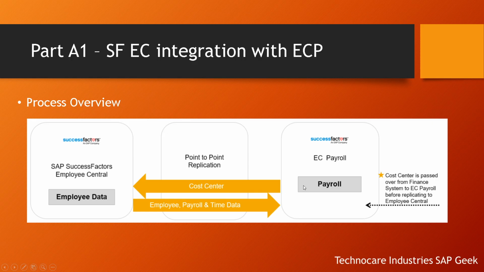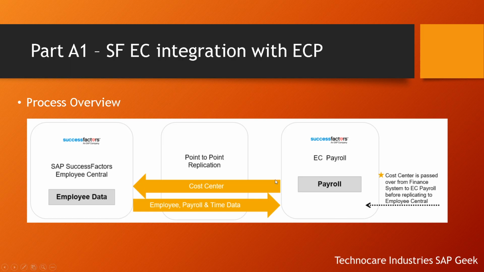But in case we have SAP financials in another system or another landscape, let's say SAP Finance is on a separate private edition of S/4HANA, in that case we have to replicate those cost centers first from the finance system to our ECP system, and then they will flow from ECP to EC. The replication from SAP Finance to ECP is not delivered in standard, so this we have to take care of on our own.